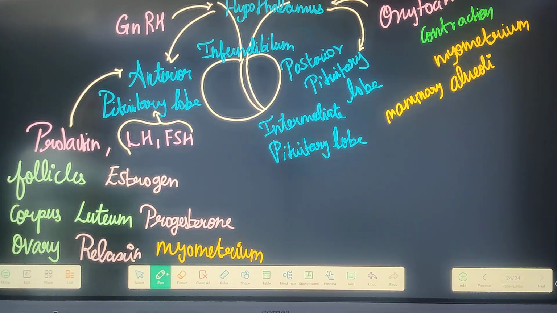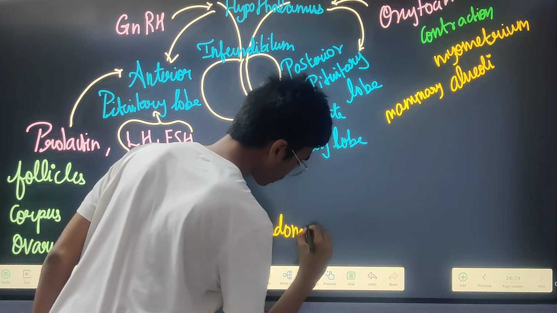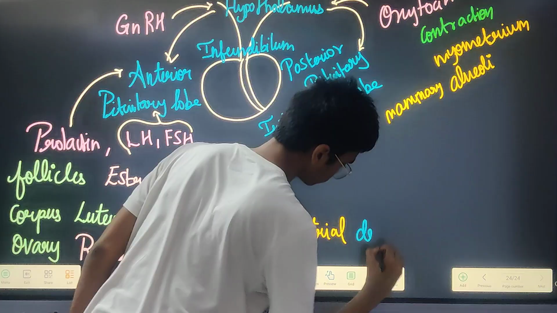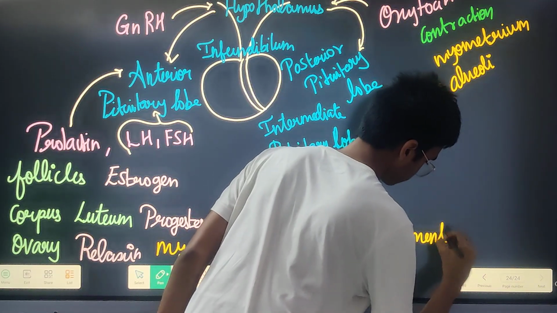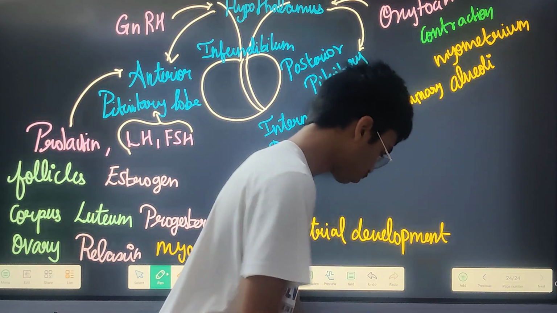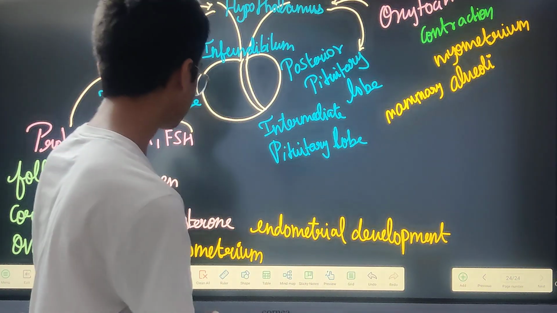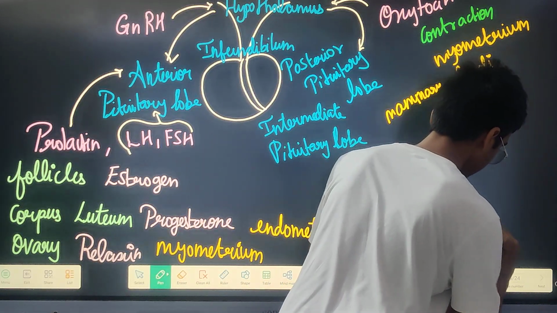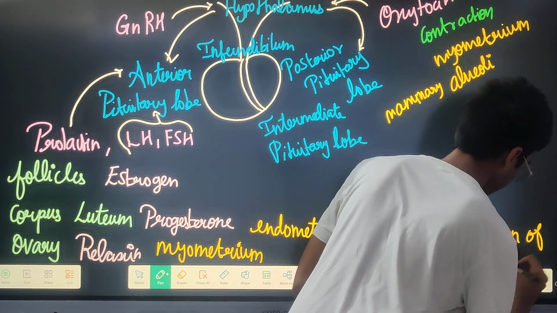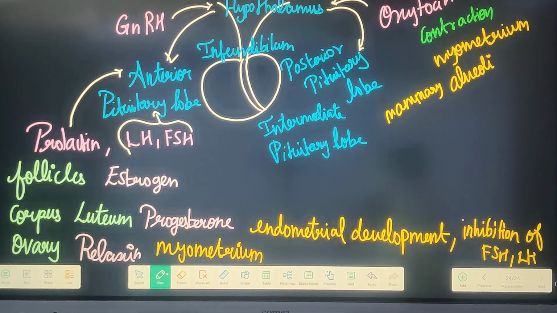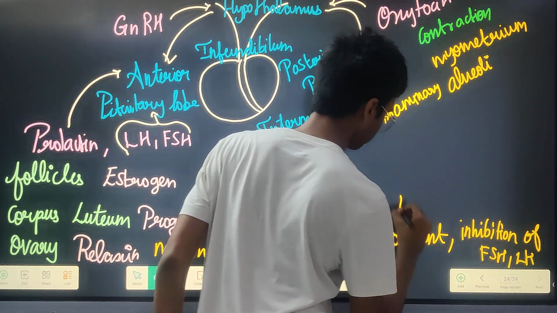Okay, myometrium only. Progesterone will be acting on where? It will be helpful in endometrial development, and also it helps in the inhibition of FSH and then LH hormones, then also in placental formation.